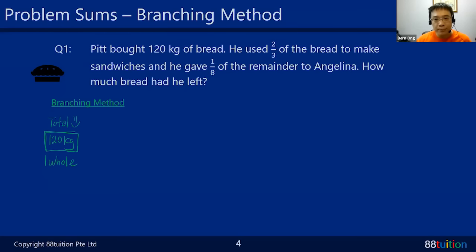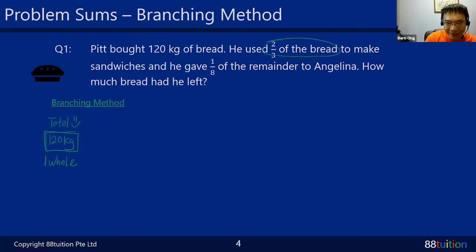So he used 2/3 of the bread to make sandwiches. So where does the 2/3 come from? This 2/3 comes from the total. Just bear with me, listen to this branching method. If you like it, come on, use it. You will rule the world, man.